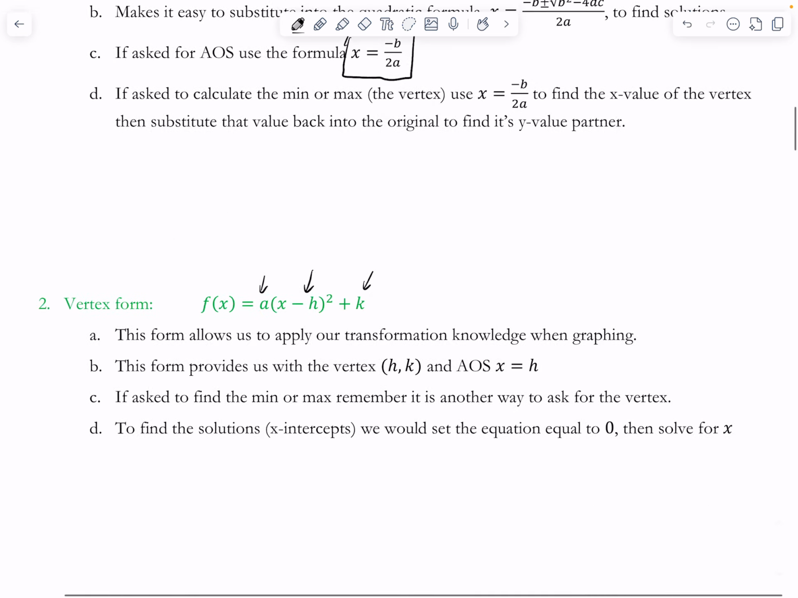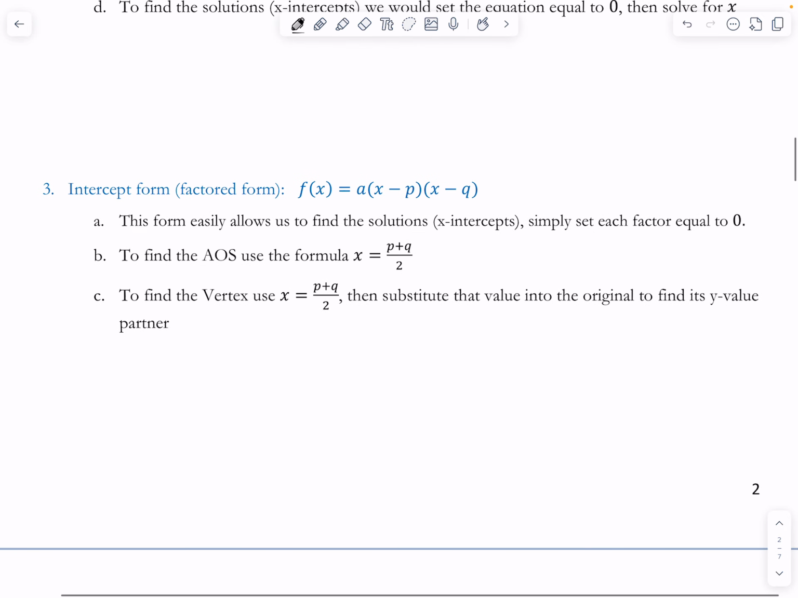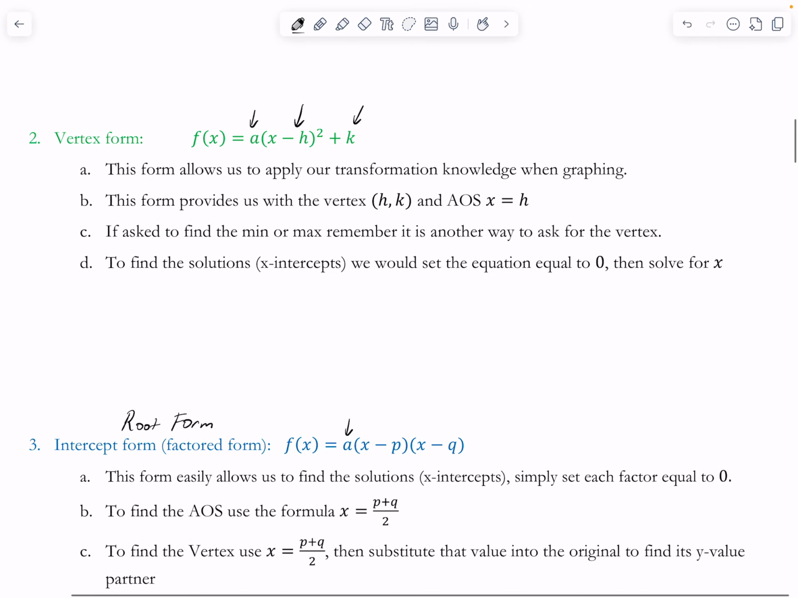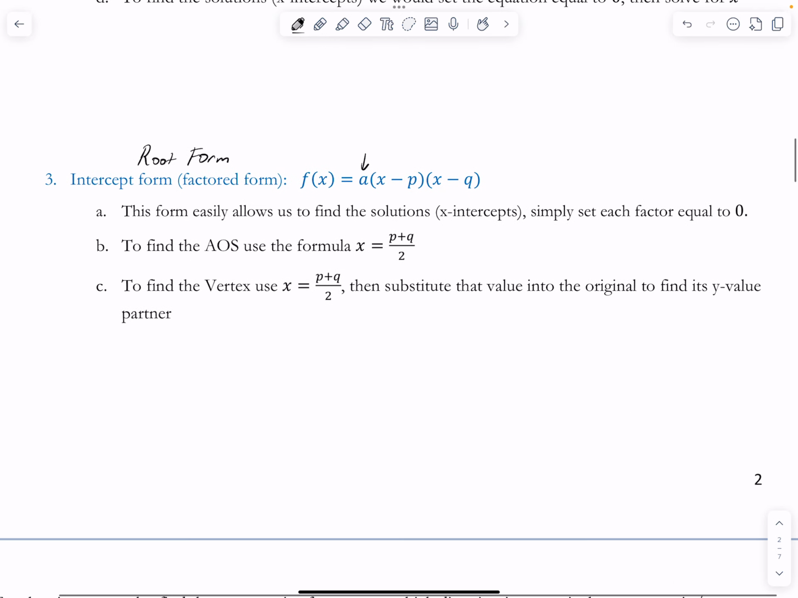We talked about the vertex form, and then the factored form, intercept form, root form. That's another way to say this. You could say root form. Again, this one's the easiest to find the x-intercepts because you've already got it fully factored. So you just have to set each of those factors equal to 0. You'll notice a common theme here. A has been in all of these, right? Doesn't matter which one you are looking at, you're going to have A.